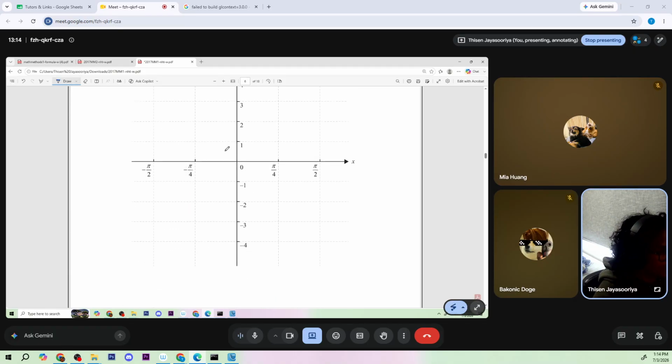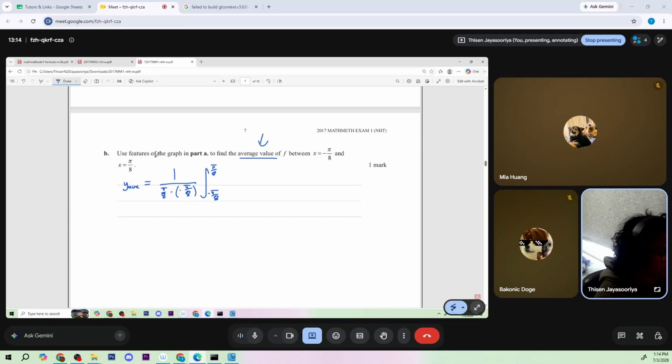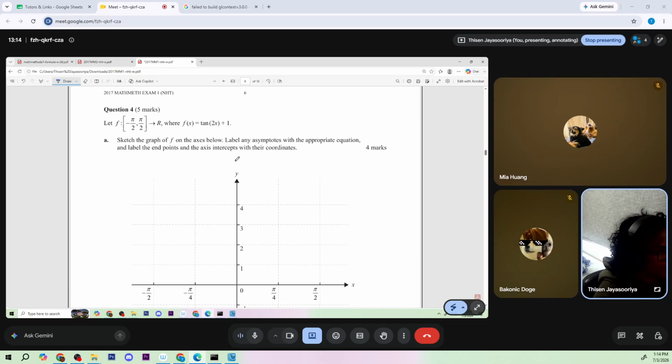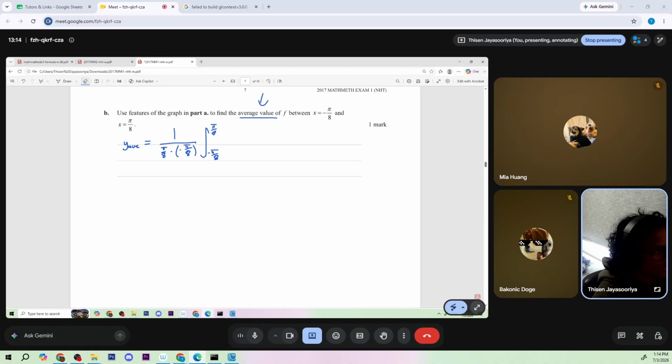Here, this will use the feature of the graph to determine the average value. Actually, I can't do this one without the second part. So I'll come back to these ones, because sketching always takes me a little bit of time. I'm going to do it at the end, because I don't really like sketching.